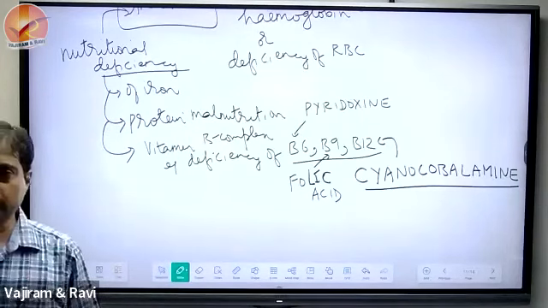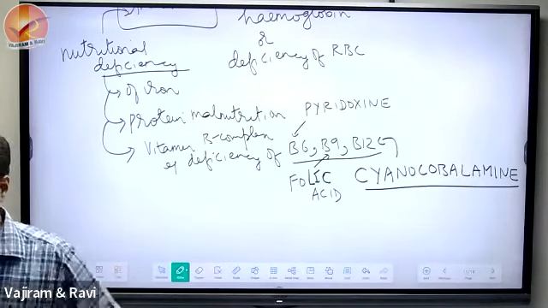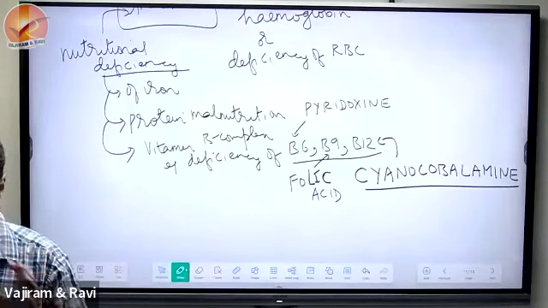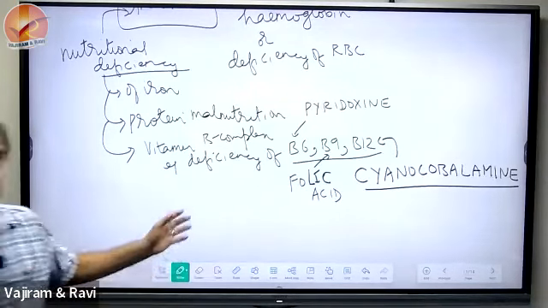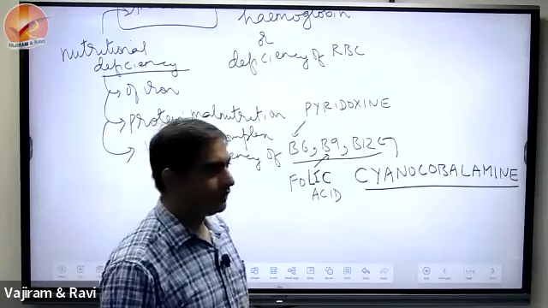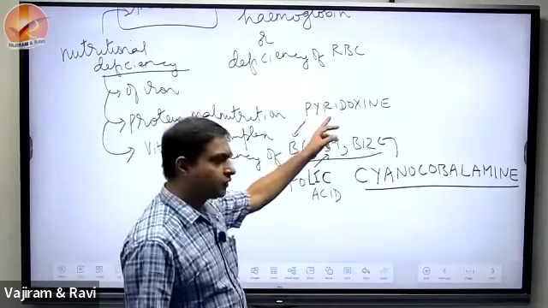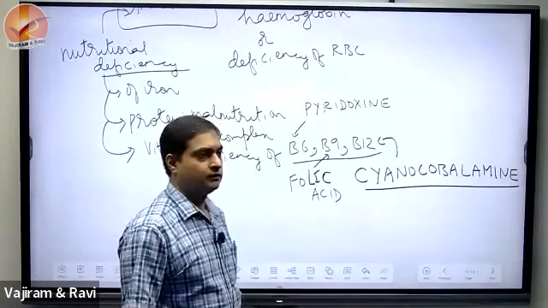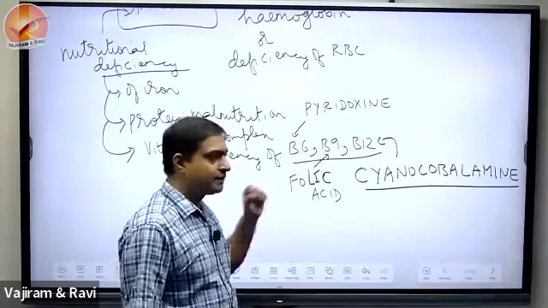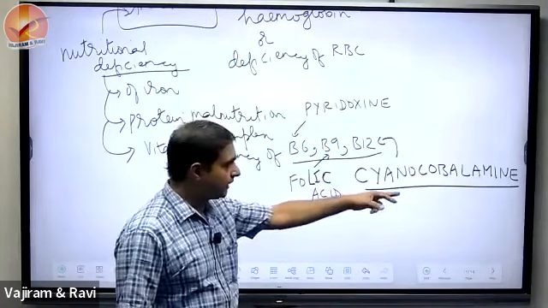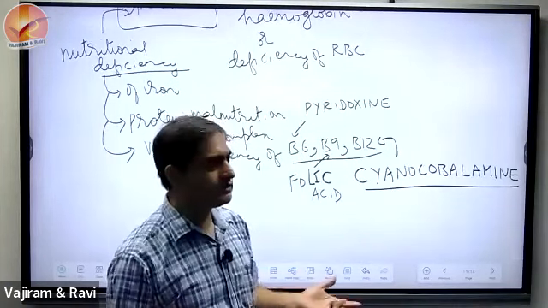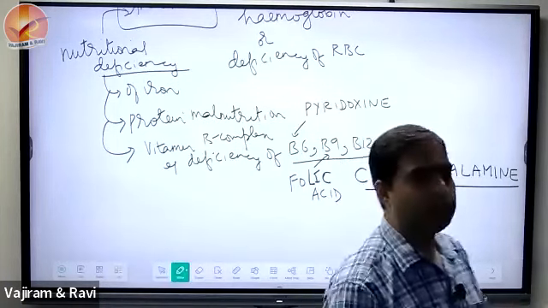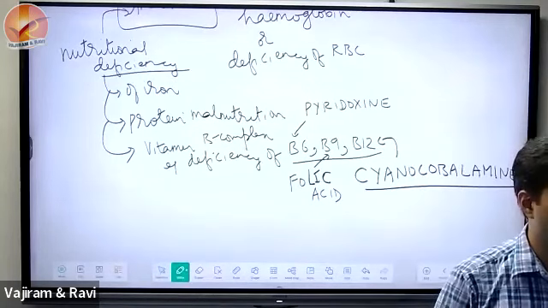So there are several reasons for anemia. Nutritional deficiency of iron can cause anemia. Protein malnutrition can cause anemia. B complex deficiency can cause anemia. For example, deficiency of pyridoxine B6, deficiency of B9 folic acid, deficiency of cyanocobalamin B12. Either all or any one of them, deficiency can cause anemia. So there are multiple reasons for anemia, not one.